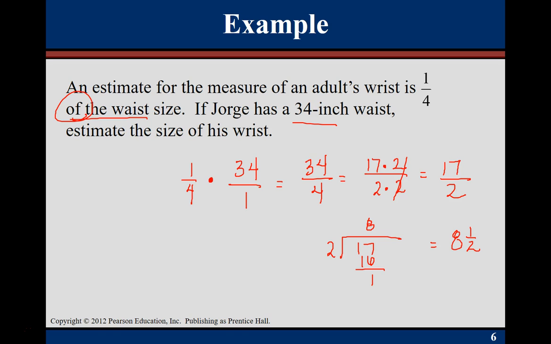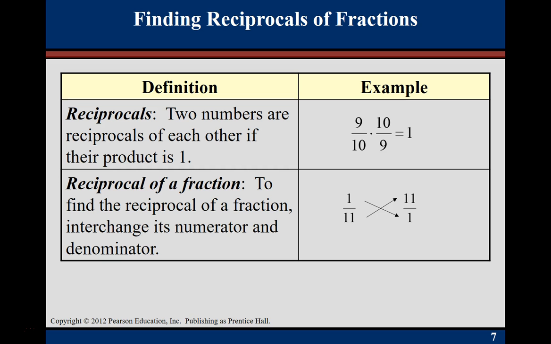To divide fractions, we're going to need to talk about reciprocals. A reciprocal is just a flip of the other fraction. Reciprocals, when you multiply them, will always be equal to a 1. So 9 over 10 and 10 over 9 are reciprocals. If you multiply straight across, you get 90 over 90, which is equal to a 1. The product of reciprocal fractions is always equal to a 1.